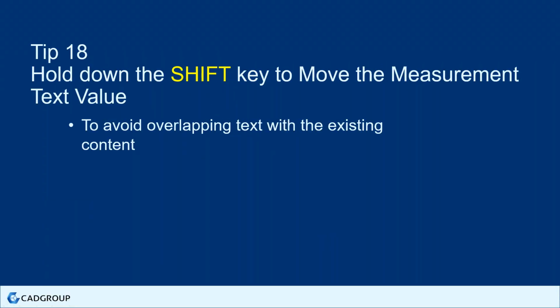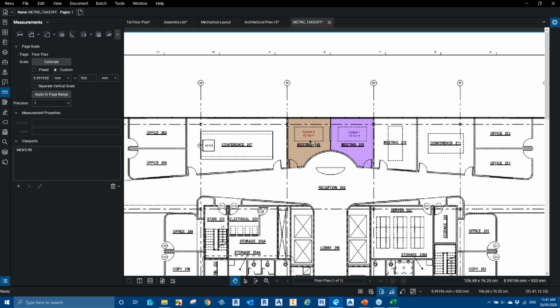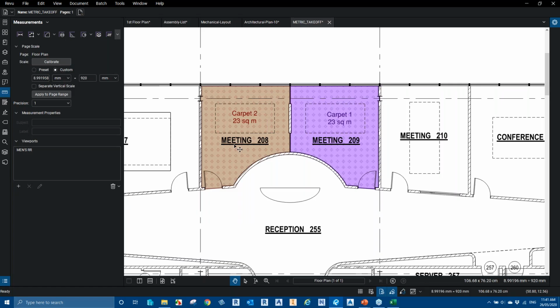Hold down the shift key to move the area measurement value, which is what I just showed you earlier, where we can hold down the shift key and move the measurement values. Showed in additional text with the area measurement. So if I go into this information here, and please note that this is sitting on the properties panel. So you've got to make sure that you go to the properties panel.